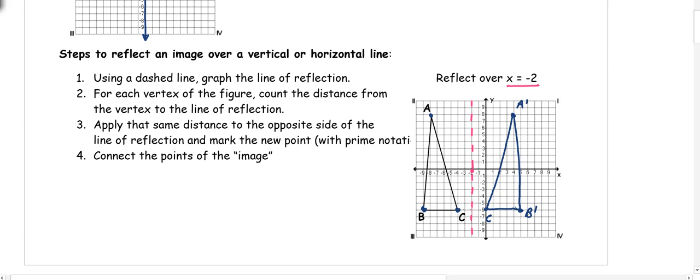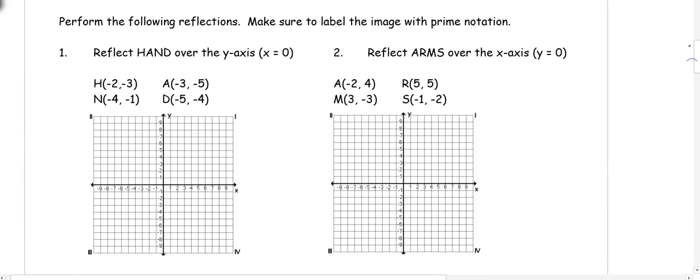Let's try a couple more. Number 1: reflect HAND over the y-axis, or x equals 0. The y-axis is our vertical axis, so I'm going to draw my given line. I'm going to plot the points they give me first. H is at 2, -3. A is at -3, -5. N is at -4, -1. And D is at -5, -4.